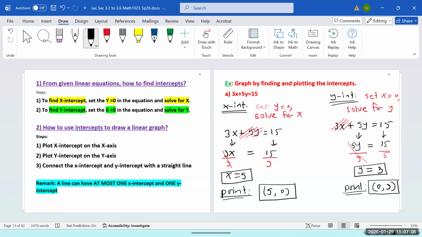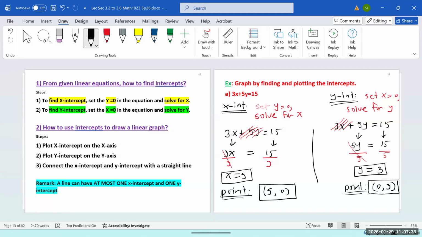That's how we find the x- and y-intercepts, not only for a linear function, but for any type of function. A quadratic function, even a cube root function or a cubic function. Any type of function or equation you have, all you have to do is: to find x, set y to 0 and solve for x. To find y, set x to 0 and solve for y. Once you have them, now it's time to graph.